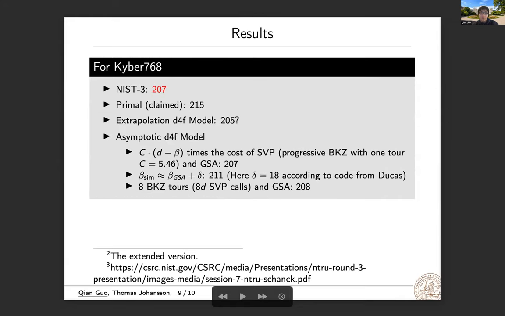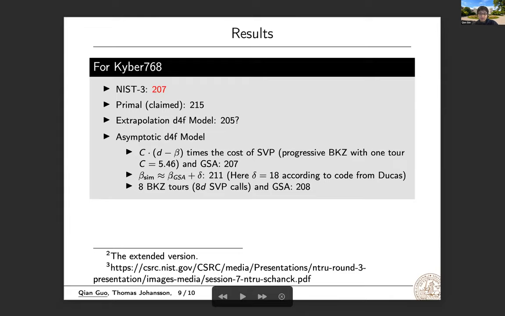Here we show some complexity numbers. These are the complexity numbers for Kyber 768, which is aimed at NIST level 3. The claimed complexity for primal attacks is 2^150. Using this extrapolation model, we get 2^105, but as discussed before, we will not claim that we use this model to break Kyber 768. Now we focus on the asymptotic D4F model. With progressive BKZ with 1-2 and the GSA to estimate the quality of the output shortest vectors, we get a complexity of 2^107.